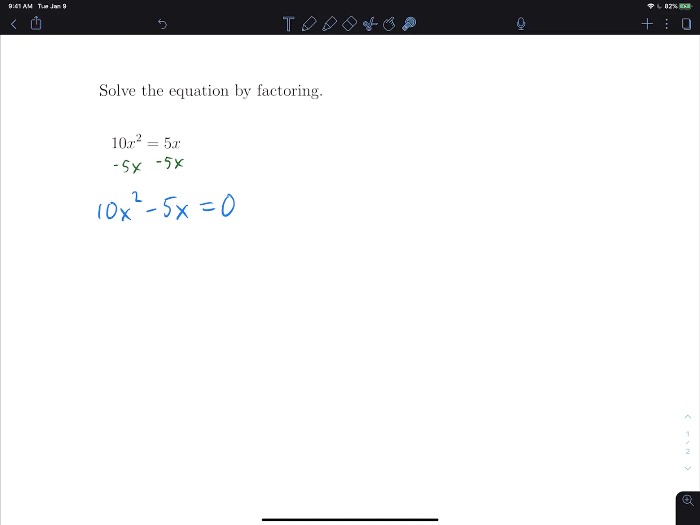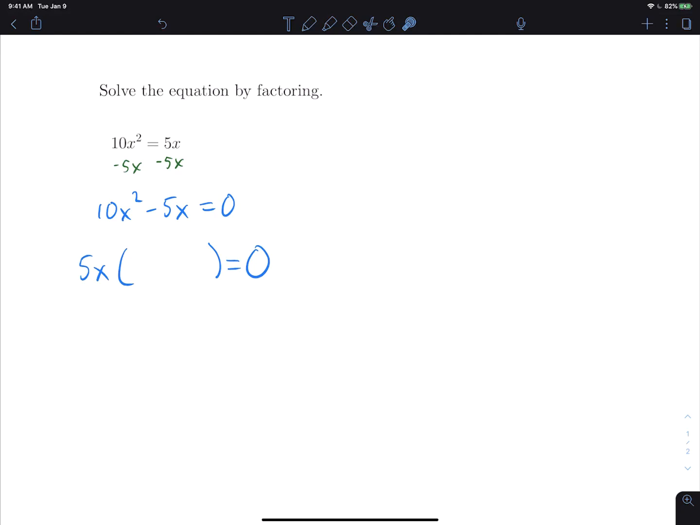This is a binomial that we want to factor, but we do want to always look for greatest common factor no matter what. And in this case, there is a common factor. In fact, there's several. 10 and 5 share a common factor of 5, and x squared and x, they share a common factor of x. So I'm going to factor out a 5x here and set all this equal to 0.